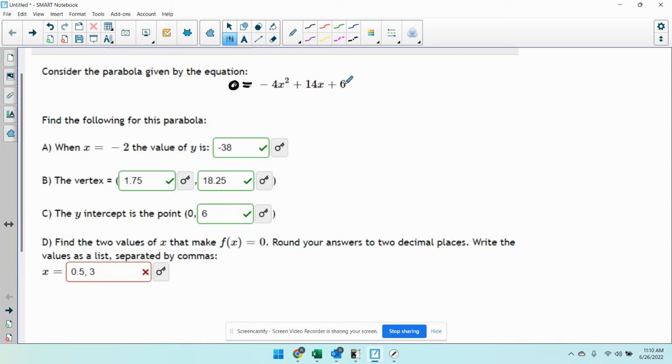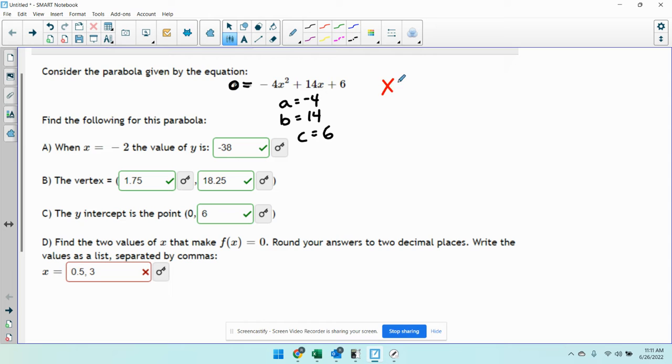This would be negative 24. Oh, no, positive. I don't believe it factors. So what we're going to do is run into the quadratic formula. So my a is negative 4, b is 14. Even if it does factor, this still will give us the right answer. So it's not a huge deal if we miss it and it actually does factor, but I don't think it does.